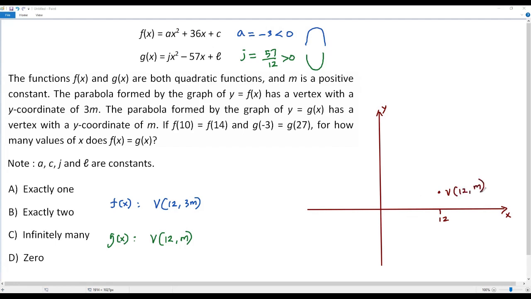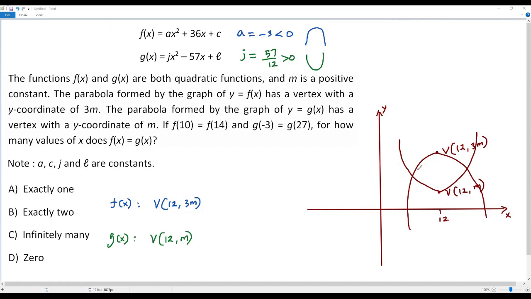Okay, now let me take the vertex of the quadratic function g of x over here, that is 12 comma m. Then the vertex of the quadratic function f of x must be above this vertex, so it has to be over here somewhere else, that is 12 comma 3m, because the value of the y coordinate 3m in quadratic function f of x is greater than the value of the y coordinate m in the quadratic function g of x. And we know that for quadratic function f of x, we get an open downward parabola. Okay, now let me sketch the parabola over here. And for the quadratic function g of x, we get the parabola that opens up. Okay, now let me draw it over here.